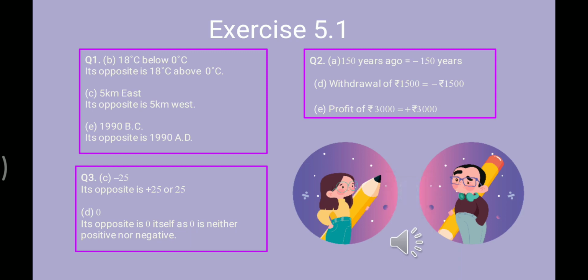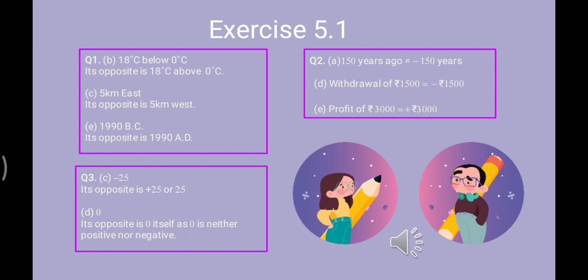Let us start our exercise 5.1. In question number 1, we have to write the opposite of each part. For example, in B part, we are given 18 degrees Celsius below 0 degrees Celsius temperature. So its opposite will definitely be 18 degrees Celsius above 0 degrees Celsius. Since we are measuring or comparing our temperature with respect to 0, its opposite is 18 degrees Celsius above.